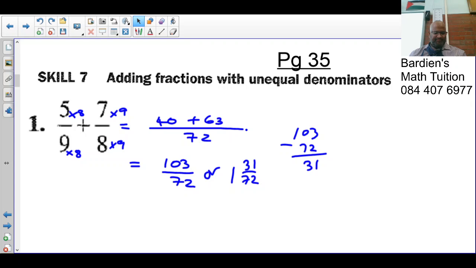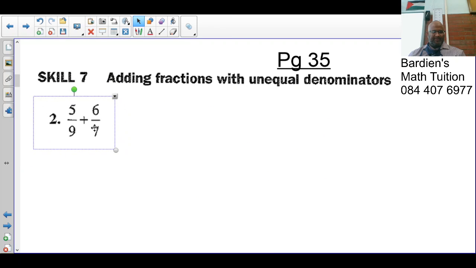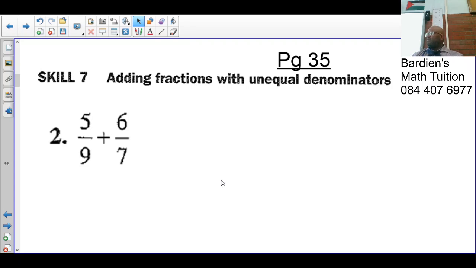Let's do the next one. Let's do number 2. So we're going to do this one together now. In number 2, we have 5 over 9 plus 6 over 7. Again, what do you notice here? Denominators are not the same. So what is the LCM here? Between 7 and 9, which is the bigger denominator?